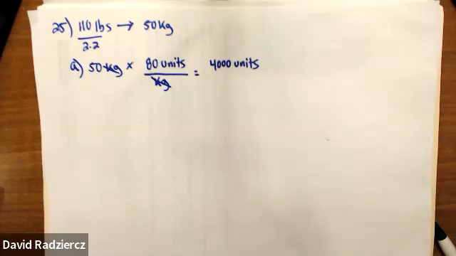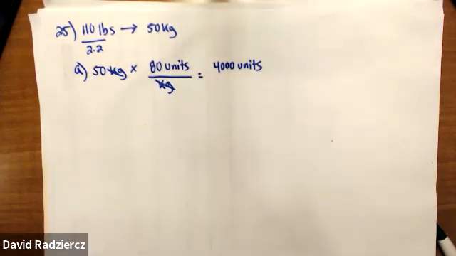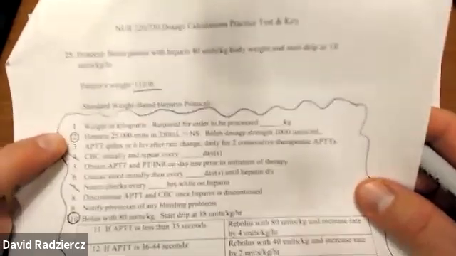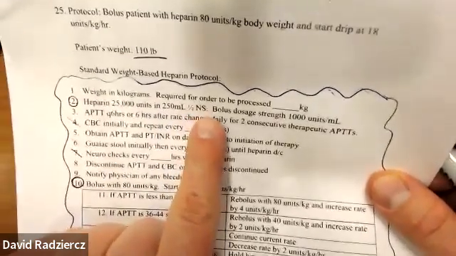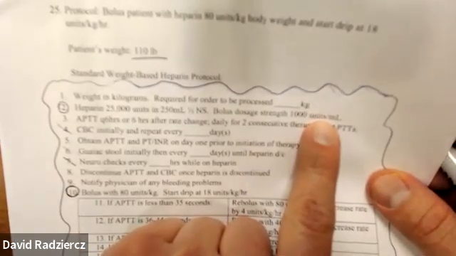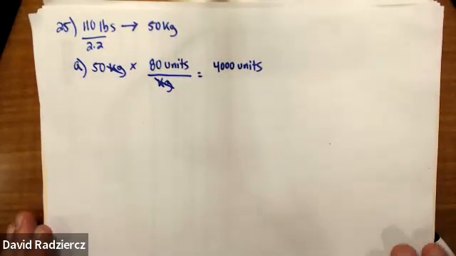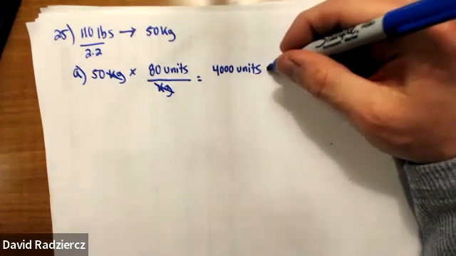So I need to have a way to convert units to milliliters. And thankfully, we have the Heparin protocol to help us out. In step 2 of the Heparin protocol, it says 25,000 units in 250 milliliters, half normal saline, and then bolus dosage strength, 1,000 units per milliliter. I know the screen's a little bit blurry, but hopefully you have a copy of this available to you. All right.